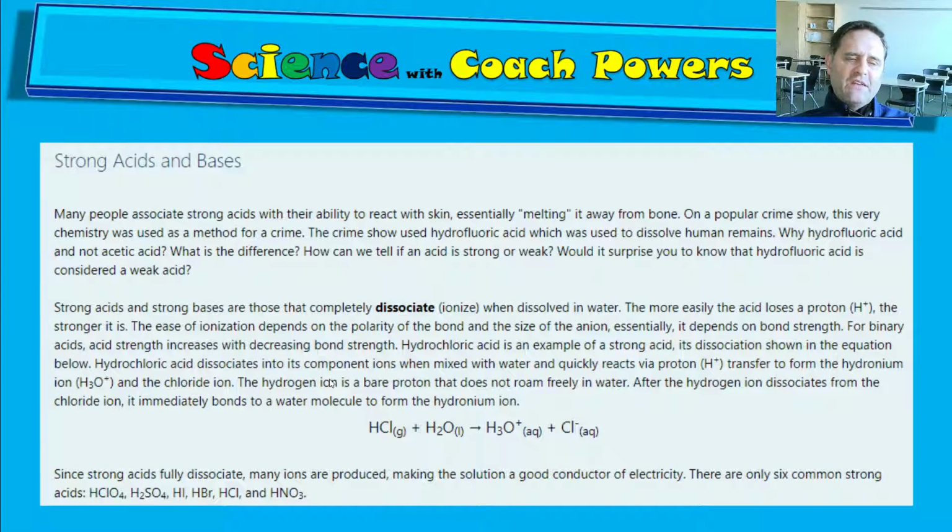Strong acids and bases, and we said some of this, we know that they completely dissociate in a water solution, to make it aqueous or just a solution. Strong acids fully dissociate. Many ions are produced, making the solution a good conductor of electricity. There are only 6 common strong acids, and those are the ones we talked about before. Strong acids or bases are those that completely dissociate. Those are things you can pick out of these paragraphs that will give you an idea.